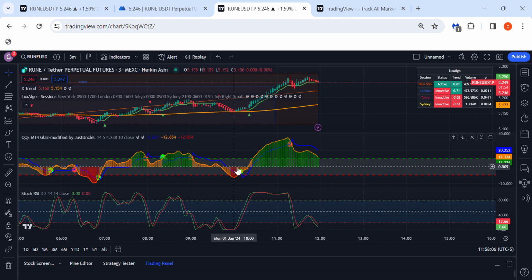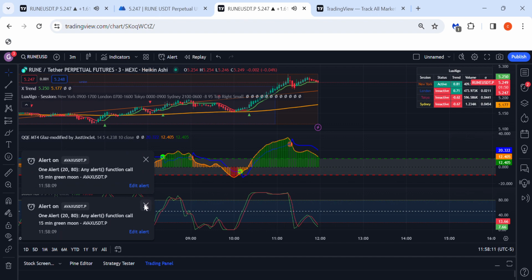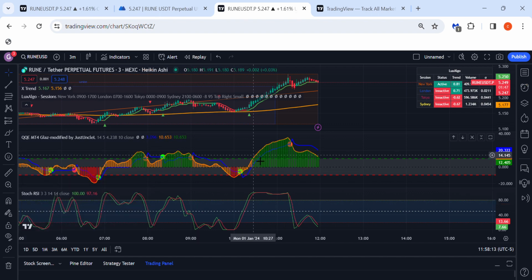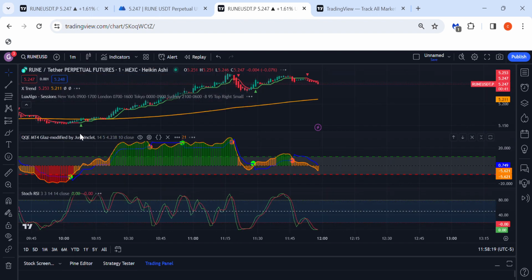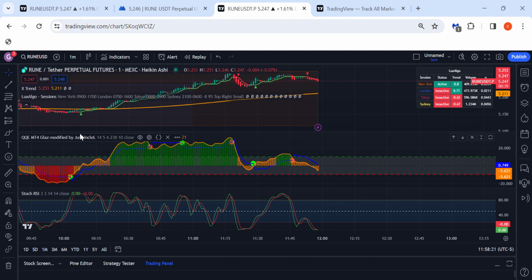Look right here. RSI was headed up, right? And you see the green moon and you see all these profits. So you're going to wait for that. You're going to wait for the 3 minute to turn and go in that direction. As you can see, the 1 minute hasn't bounced. That means there's selling going on.